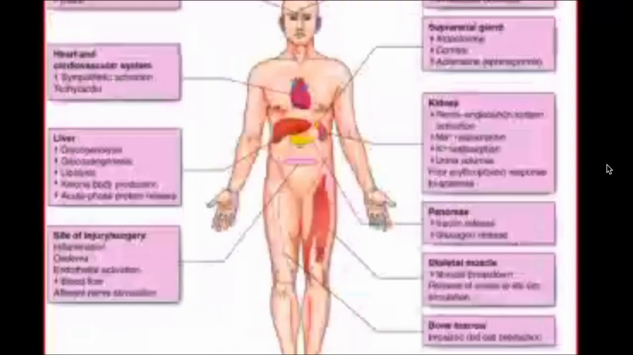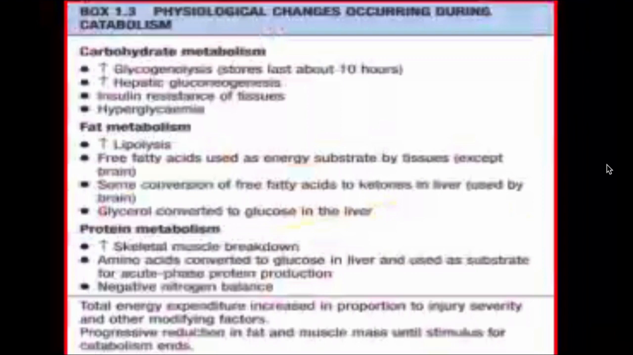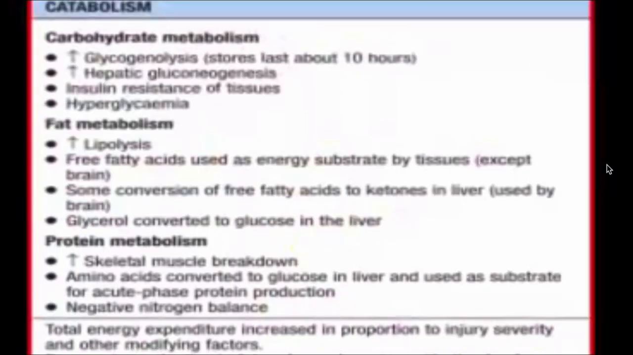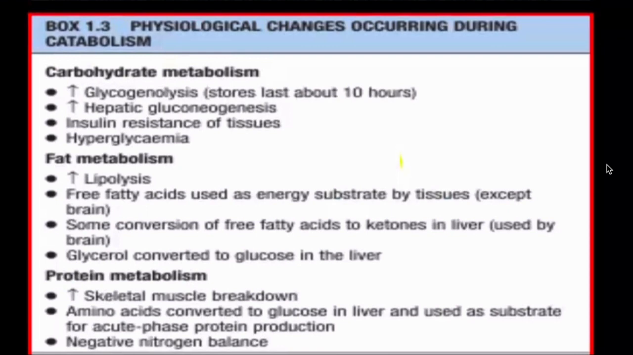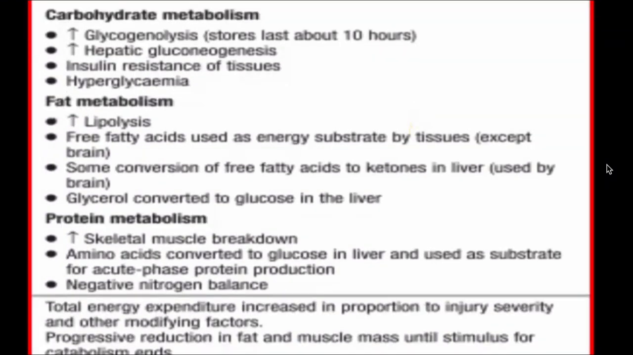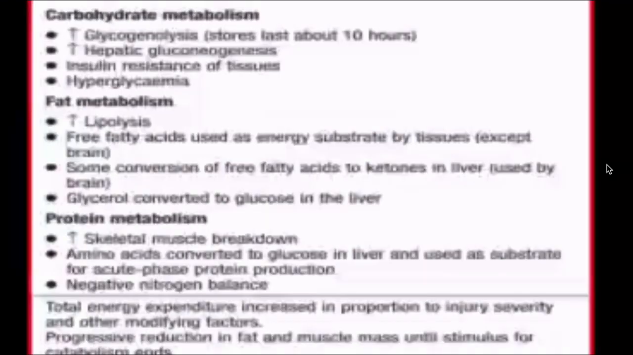Physiological changes occurring during the catabolic phase. Carbohydrate metabolism: glycogenolysis, with stores that last up to 10 hours, then increased hepatic gluconeogenesis also occurs, and then insulin resistance in the tissue, with consequent hyperglycemia in the system. Fat stores in the adipose tissue undergo lipolysis, so free fatty acids are liberated as the alternative source of substrate to maintain energy to vital areas like the brain. Some free fatty acids are also converted to ketone bodies, and glycerol can be converted into glucose.